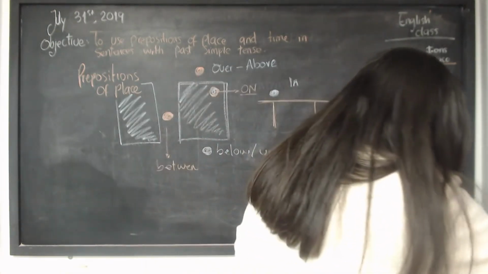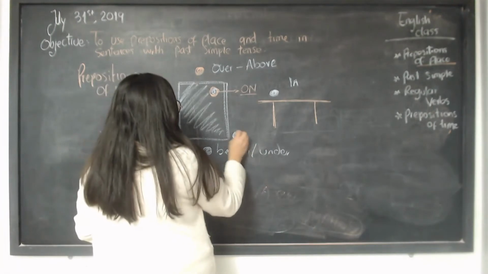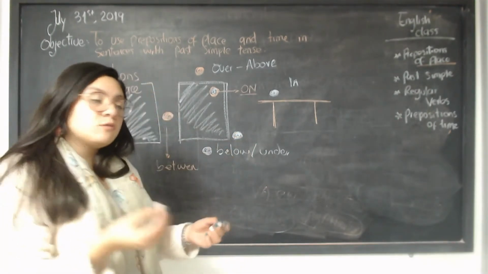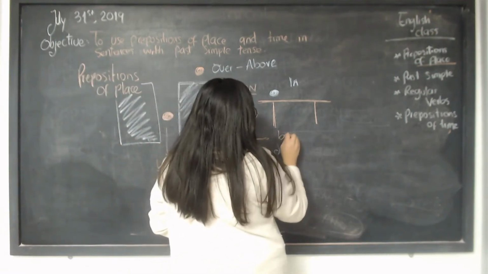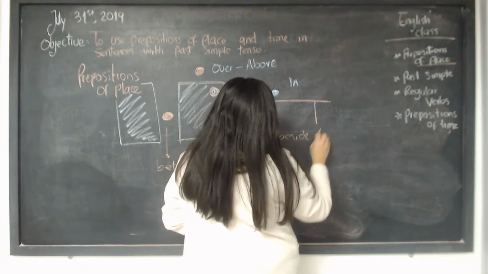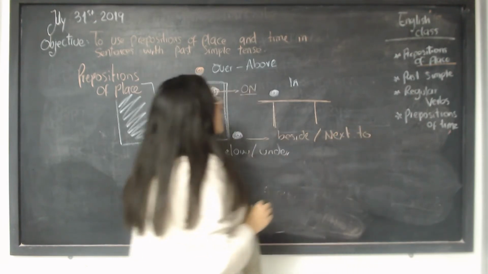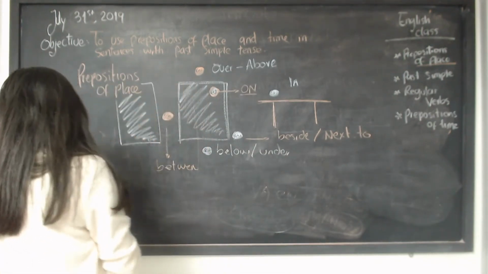The next one is beside or next to, al ladito. It doesn't matter if it's right or left. No importa si es derecha o izquierda. Cuando uno está al ladito o el objeto está al ladito de algo, we have to say beside or next to. Okay. So let's make some sentences with this one. Vamos a hacer algunas con estos.